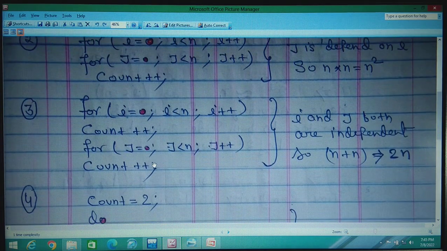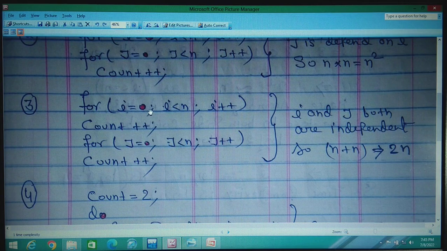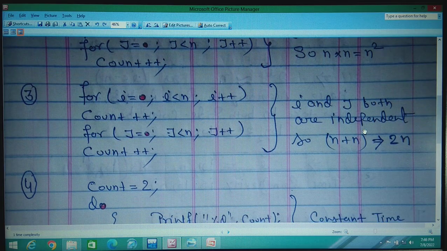Now the third one is for i equal to 0, i less than n, i plus plus. It means that this count will execute n times. Another for loop in the function, j equal to 0, j less than n, j plus plus. This count will also execute n times. So this loop and this loop both are independent. In this condition, i and j both are independent. It means that n plus n is equal to 2n. So the total time complexity for such a program will be 2n.